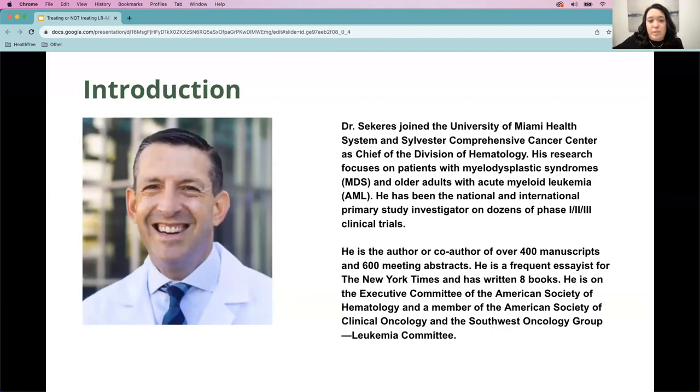So I'm going to take a second to introduce our speaker, Dr. Sekeres. Dr. Sekeres joined the University of Miami Health System and Sylvester Comprehensive Cancer Center as the chief of the Division of Hematology. His research focuses on patients with MDS and older adults with acute myeloid leukemia, AML. He has been the national and international primary study investigator on dozens of phase 1, 2, and 3 clinical trials. You can see he has quite an impressive resume, being the co-author of over 400 manuscripts and 600 meeting abstracts. He's a frequent essayist for the New York Times and has written 8 books. He's on the executive committee of the American Society of Hematology and a member of the American Society of Clinical Oncology and the Southwestern Oncology Group Leukemia Committee. I'm sure you can see why we are really excited to have him on for this event today and to talk to us a little bit about low risk MDS and some of the decision making that goes on there. So with that, I'm going to go ahead and turn the presentation time over to him.